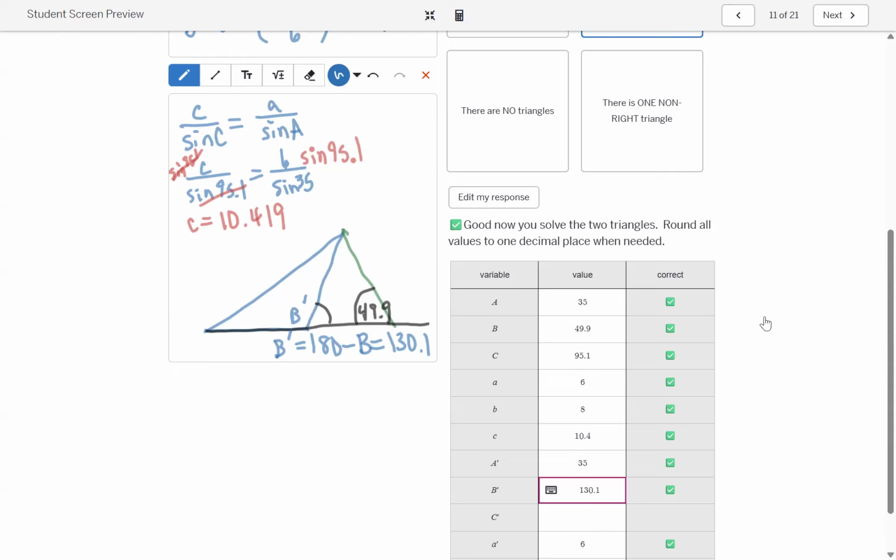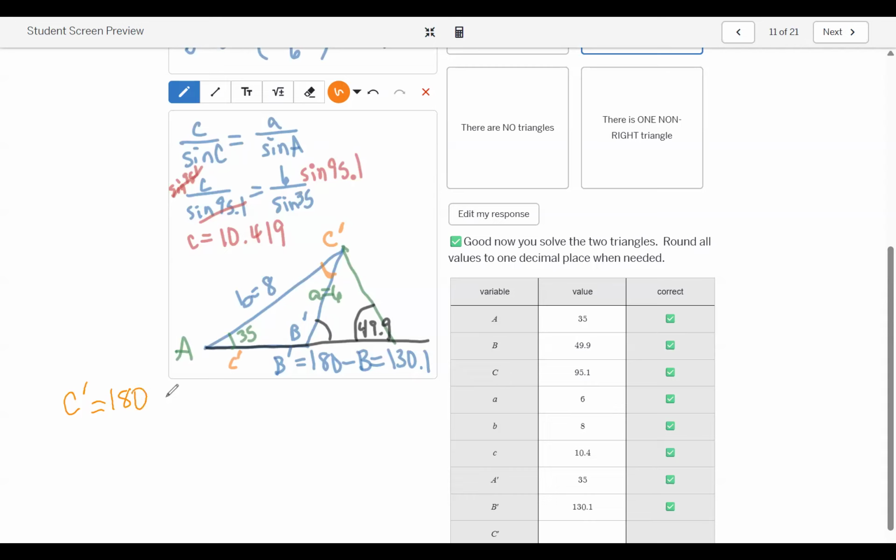I'm going to fill back in the rest of the thing. So we did know B was 8. A is 35. And side A is 6. And now we're going to focus in on C prime and little c prime. So for angle C prime, that'll be 180 minus A minus B prime. That's just taking our two angles that we know, the 130.1 and the 35, and subtracting that off of 180. So we get 14.9 degrees for C prime.